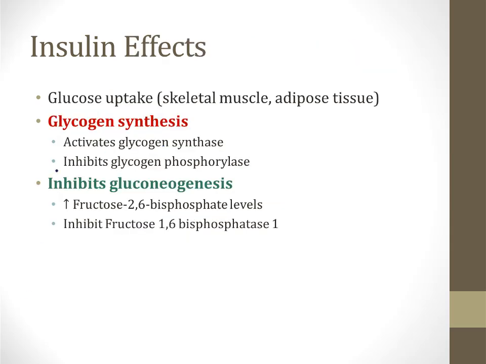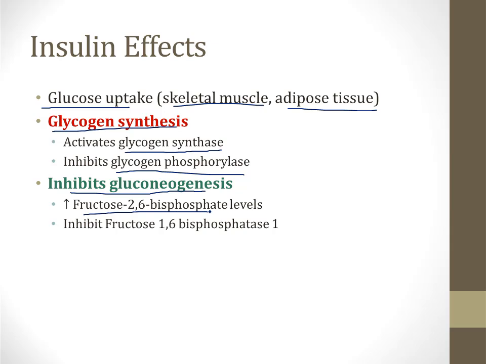Now I'm going to talk about the effects of insulin on target tissues and cells. Much of this I discuss in greater detail in the biochemistry section. Insulin can promote glucose uptake, especially in skeletal muscle and adipose tissue, as we have been describing. Insulin also promotes glycogen synthesis. It activates the enzyme glycogen synthase, which makes glycogen. It inhibits the enzyme glycogen phosphorylase, which breaks down glycogen. Insulin also inhibits gluconeogenesis. It raises the level of fructose 2,6-bisphosphate inside of liver cells. This will then in turn inhibit the enzyme fructose 1,6-bisphosphatase 1, which is important for gluconeogenesis.